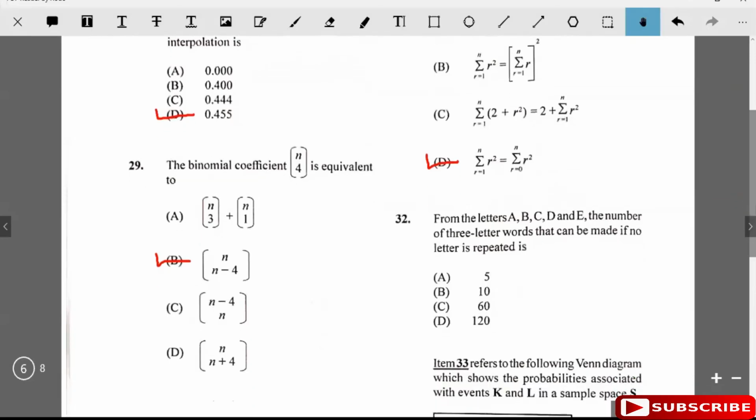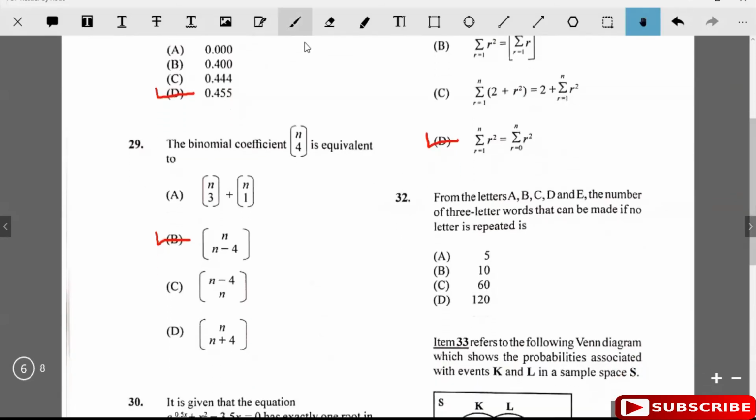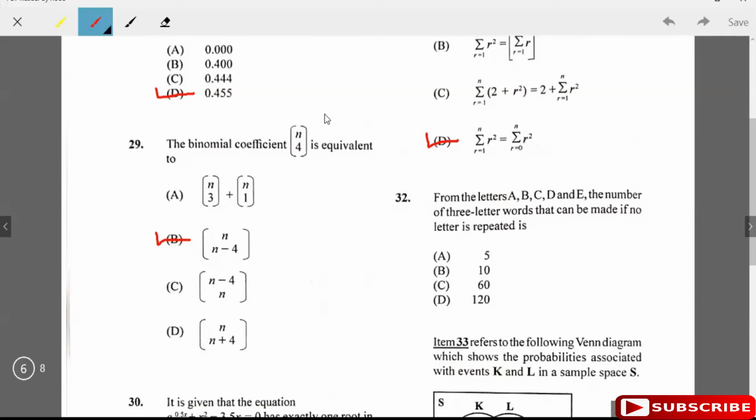All right. Question 32. A repeat question. It says, from the letters A, B, C, D, E, the number of 3-letter words that can be made if no letter is repeated. If no letter is repeated, how many words can we make? 5 factorial? Yeah, 5 factorial, which is 120.